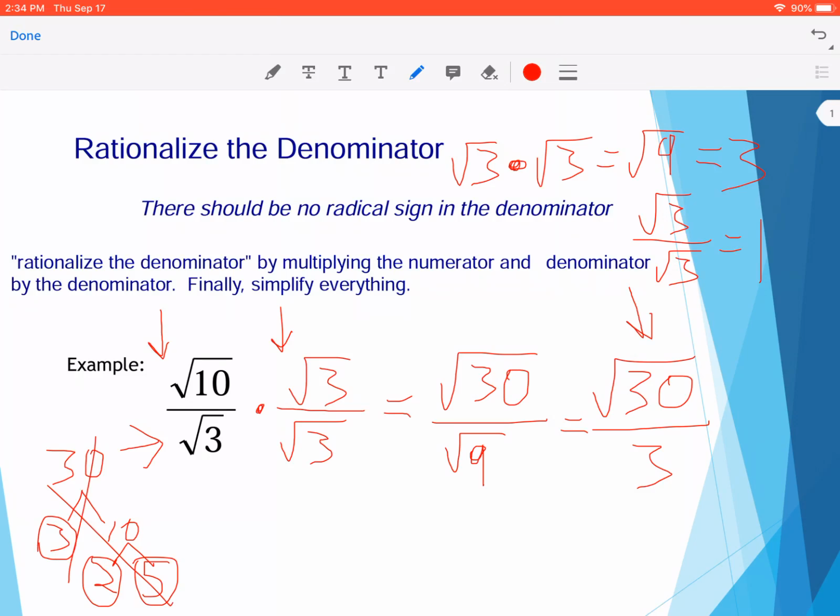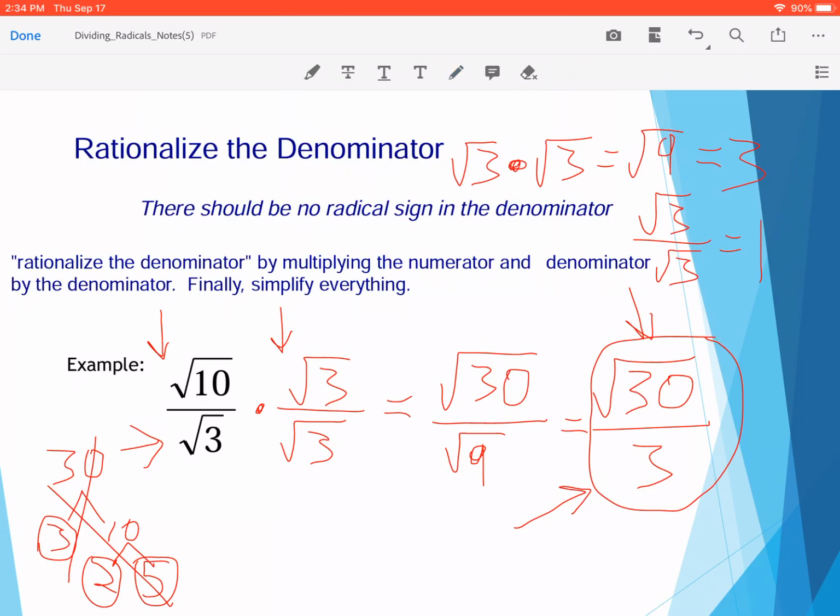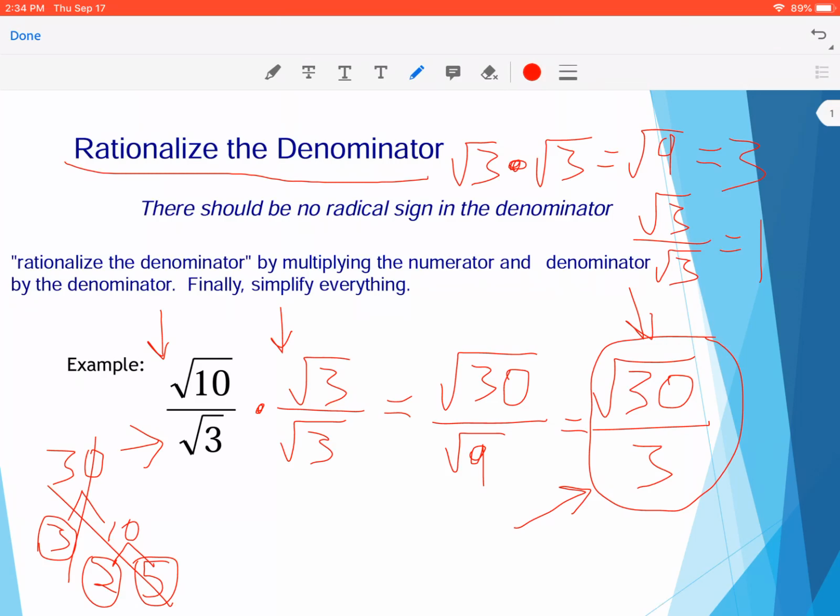Now, you do not do 30 divided by 3 and say the answer is 10. This is a radical 30 on top, and that's a regular 3 on the bottom. Those two don't go together. So your final answer is radical 30 over 3. That's the best you can do. And the number one rule is we got rid of the radical on the bottom. You cannot have a radical denominator. The term is called rationalize the denominator. Rationalize means you basically got rid of a radical denominator.